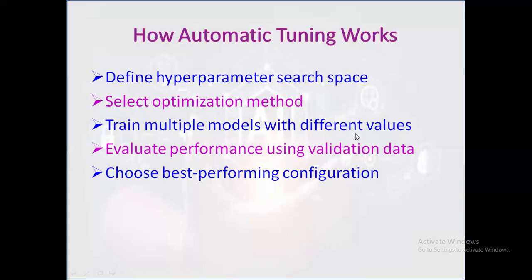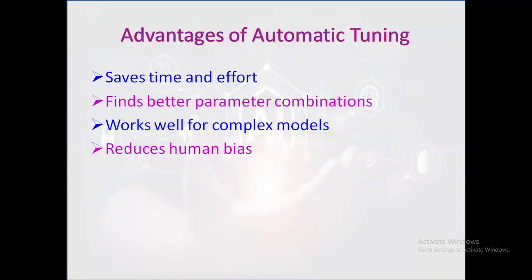The system then trains many models using different hyperparameter combinations to test their performance, and it evaluates the performance using validation data. Each trained model is assessed on validation data to ensure that performance reflects generalization ability, and it chooses the best performing configuration. Finally, the hyperparameter set that produces the best validation performance is selected for the final model.